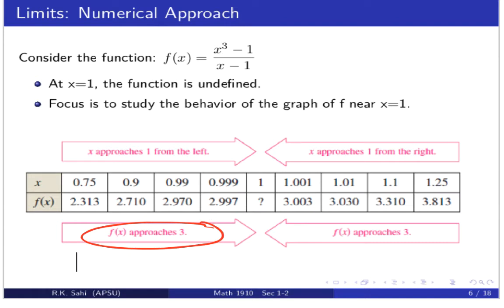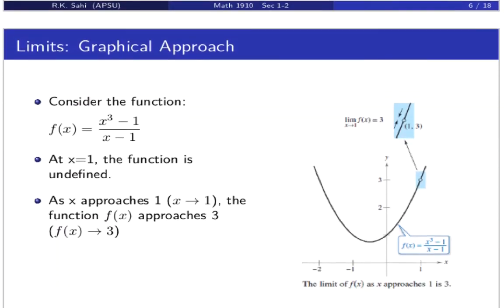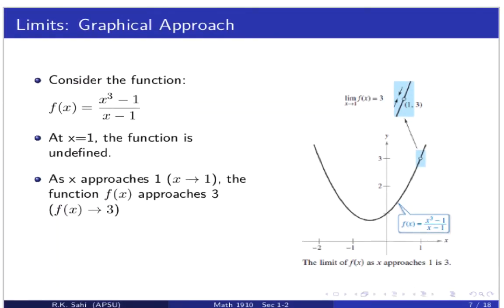Now, if you look at it from a graphical point of view, which is the next slide, you notice that at x equal to 1, the function is undefined. There is a hole. That's how we define it here. Notice graphically, as we approach x from the right-hand side and the left-hand side, the function is also approaching 3 from the left and the right.